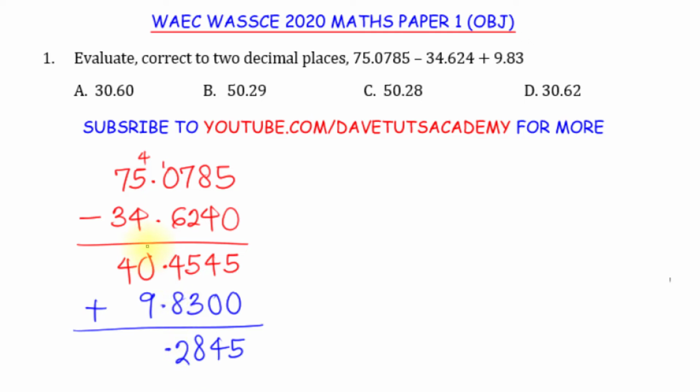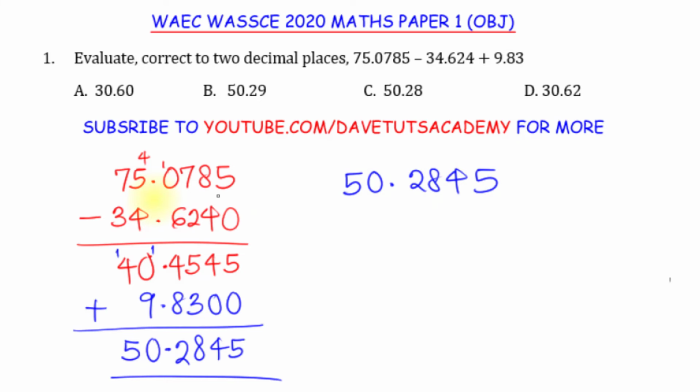So we have 1 remaining that we can bring here. 1 plus 9, that is 10. So we have 0, and we can add that 1 to 4. 1 plus 4, that will now be 5. So 50.2845 is the answer that we're having here. But look at the options. We only have them in 2 decimal places, and we are told to evaluate it correct to 2 decimal places. So the solution we have here is 50.2845 that we want to put in 2 decimal places.